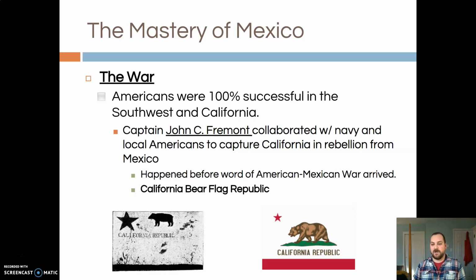John C. Fremont becomes a major figure. He is going to capture California, and he's going to march straight into Mexican territory. He colludes with Mexicans, mostly upper-class Mexicans, who wanted to be part of the United States because of the economy of the United States. He goes to California and starts a rebellion in Mexican territory, in what is today California.